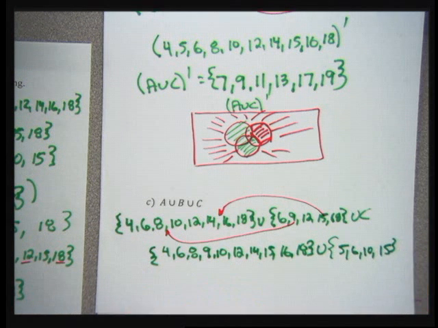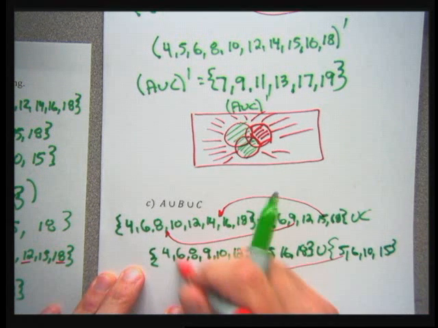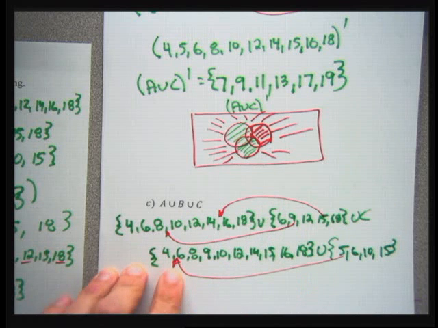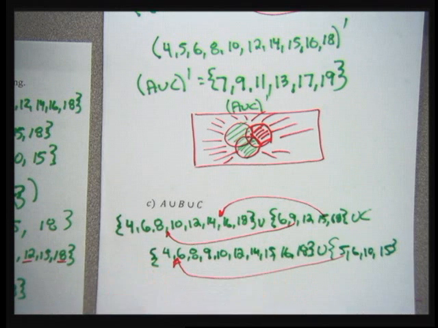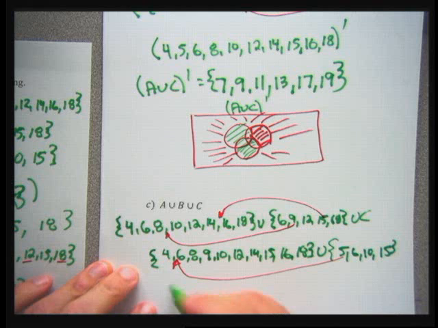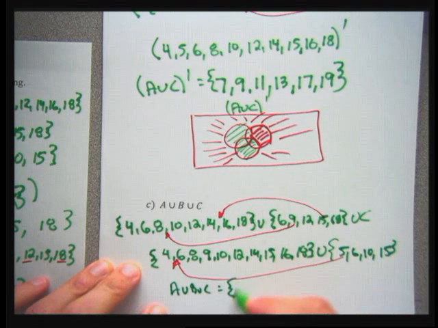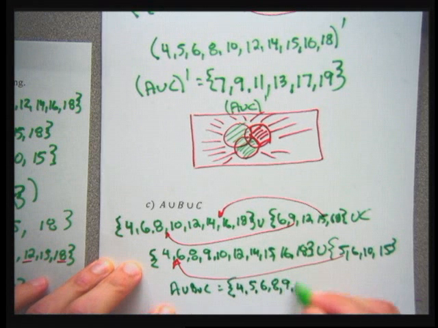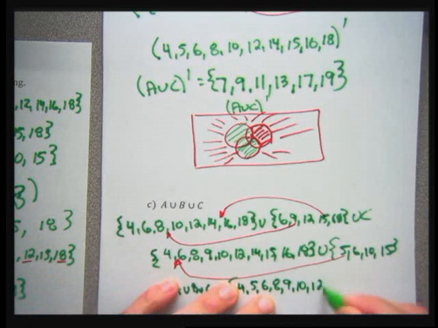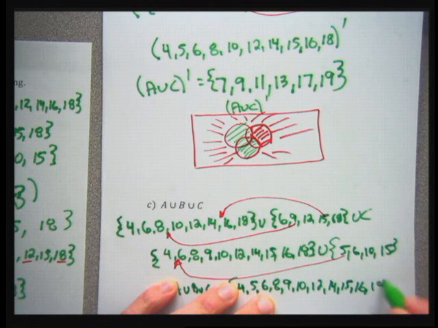And by unioning, I'm going to add into this set the 5. I already have the 6, I already have the 10, and I already have the 15, so that's all I'm going to add. So A union B union C is going to be 4, 5, 6, 8, 9, 10, 12, 14, 15, 16, and 18.